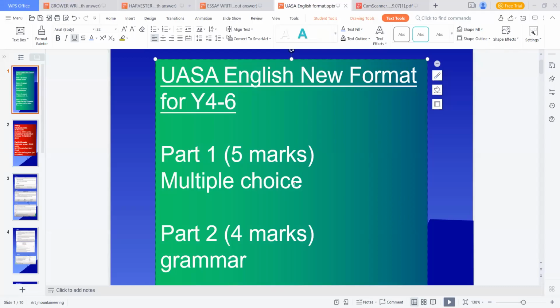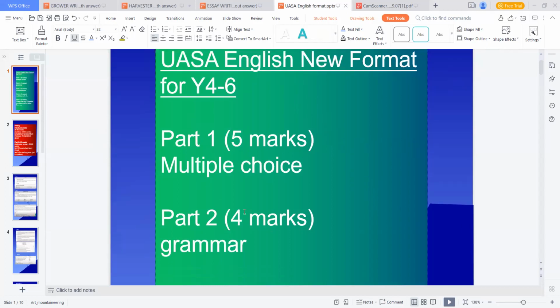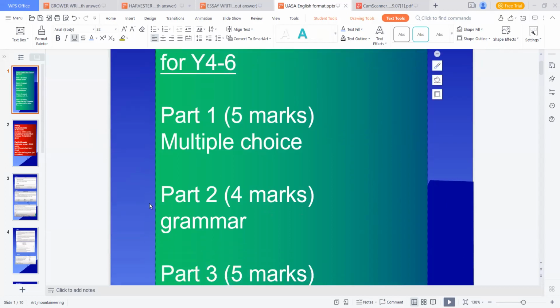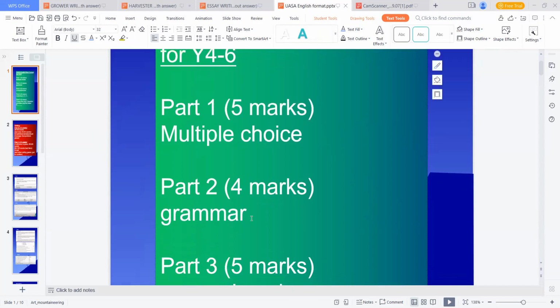Okay, today we'll be looking at the new format for Year 4 and Year 6 English. We call it UASA English new format. Altogether, there are 7 parts. Part 1 is 5 marks. All these are multiple choices. And part 2, 4 marks, grammar, has to do with questions related to grammar, something like linkers, tenses, articles, etc.